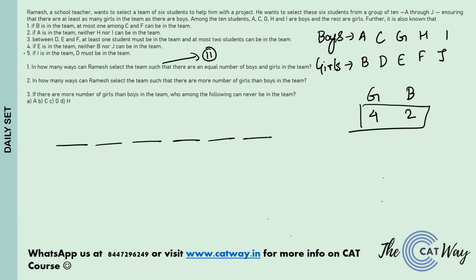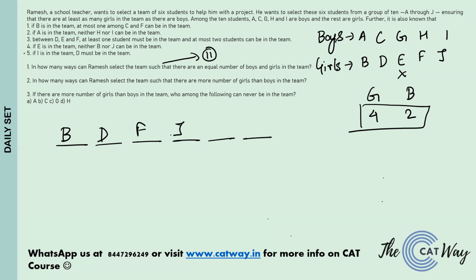Now we need 4 girls, and in that E can never be there. Now in these 4 girls, E can never be a part of the group. Why? Because if E comes in, neither B nor J can be there, so a total of 3 girls can only be there. So E is already out. That means the 4 girls that we needed are definitely B, D, F, and J.